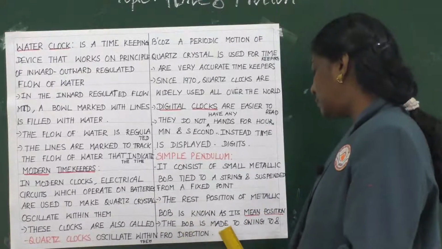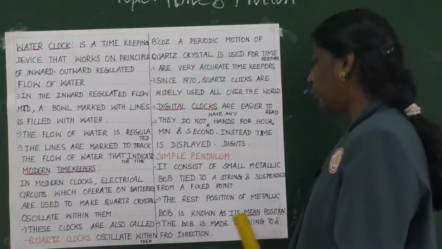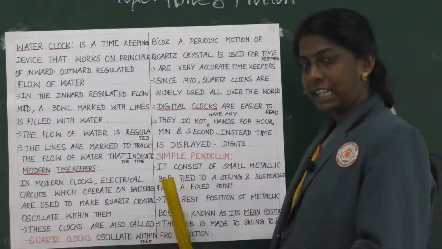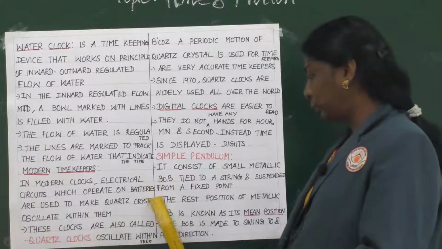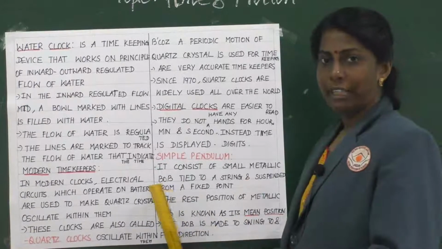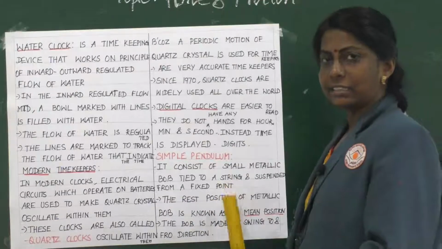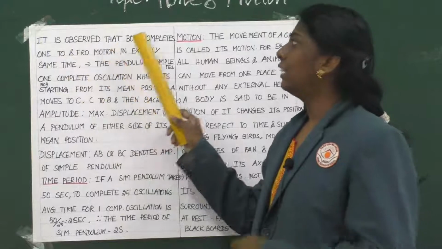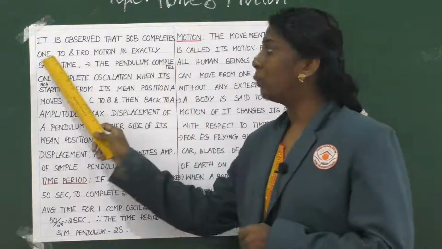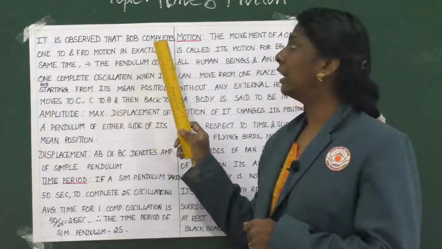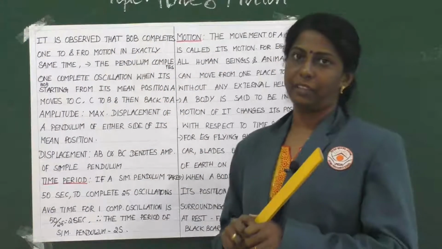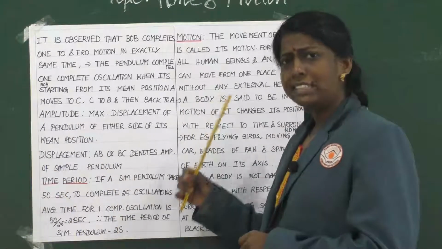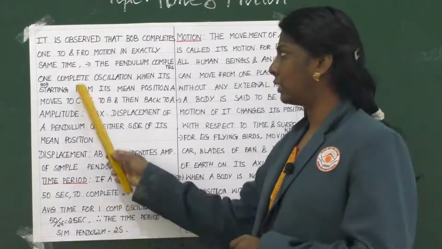The bob is made to swing in a to and fro direction. Now we have this metallic bob, and it is allowed to move in a to and fro direction. It is observed that the bob completes one to and fro motion in exactly the same time. So if it takes 2 minutes for one oscillation, it will always take 2 minutes for one oscillation.